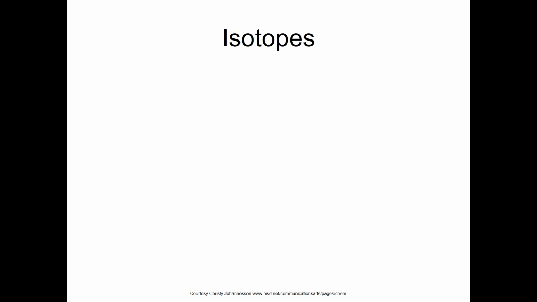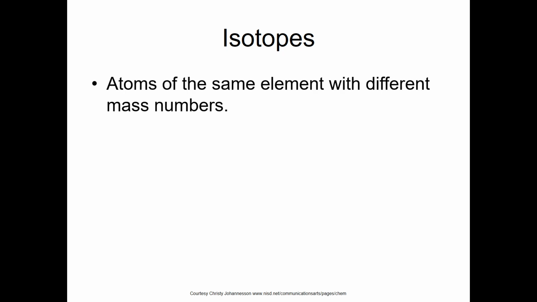What is an isotope? Atoms of the same element with different mass numbers or different numbers of neutrons. So an isotope is an atom of the same element with different numbers of neutrons.